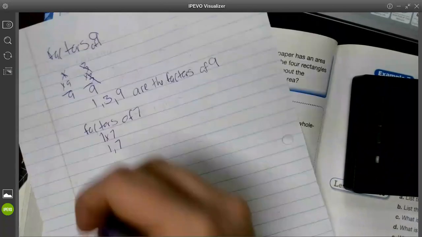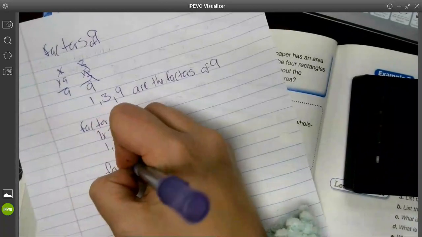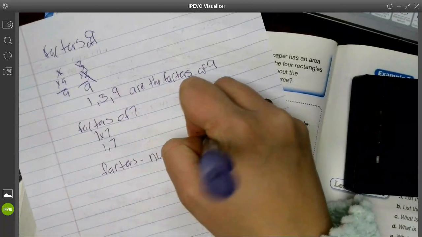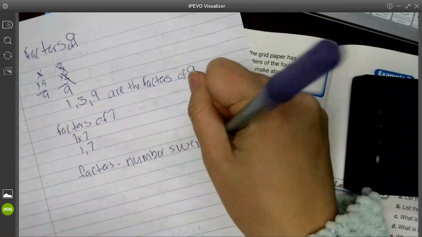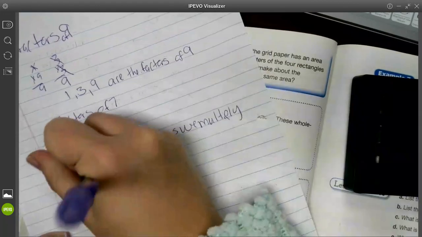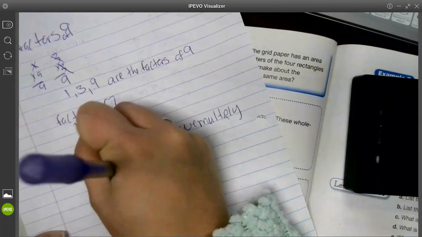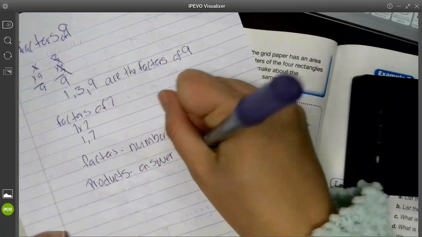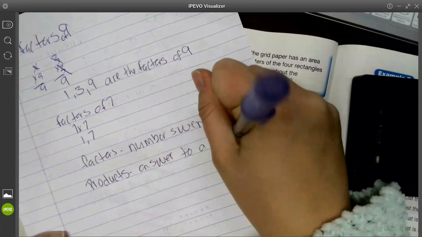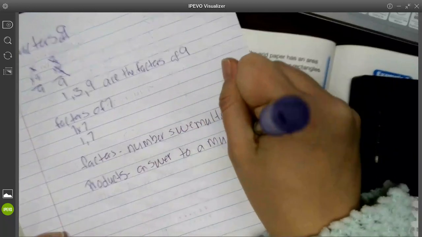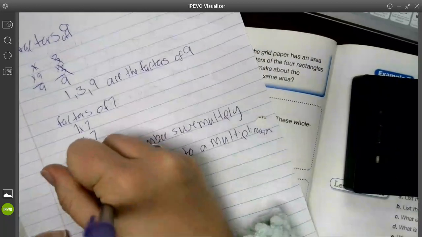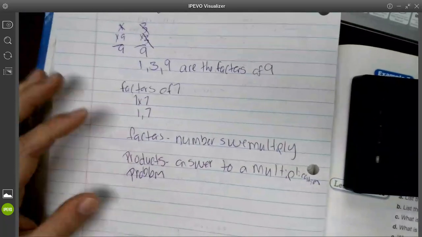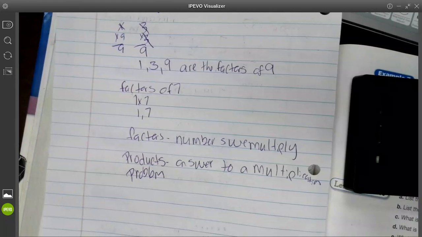I'm going to rewrite the definition. So factors are the numbers we multiply, whereas products are the answer to a multiplication problem. Okay, so those are factors and products. This is a review. We've done this already, but I wanted to remind you.